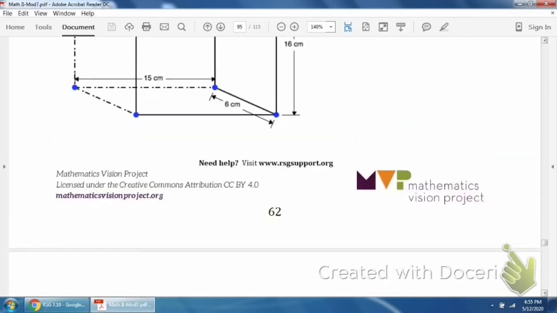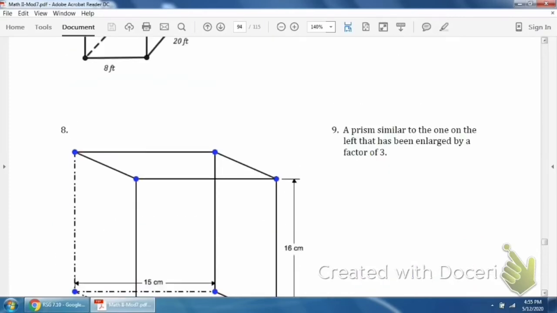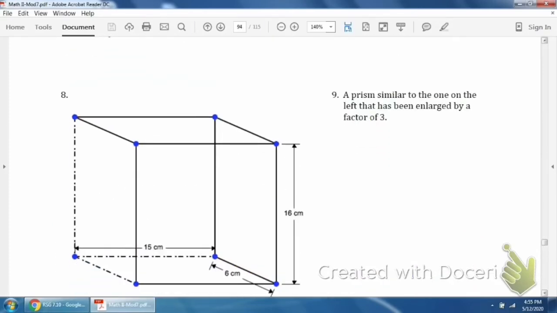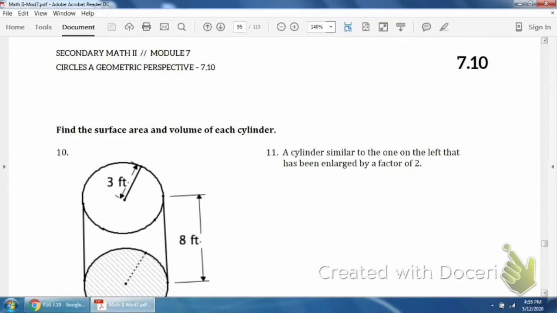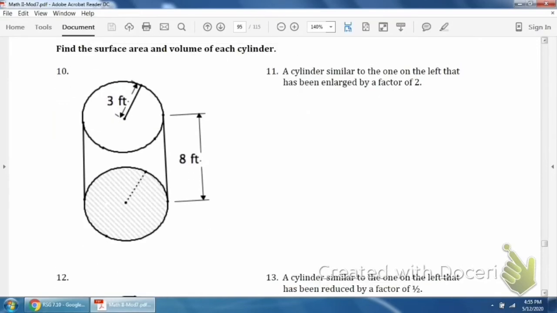Whoa, did they skip a number here? Yeah, oh no, 9's over there. Okay, so 7, 8, 9 should be all the same. And then here, surface area and volume.